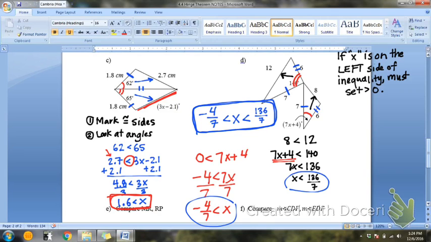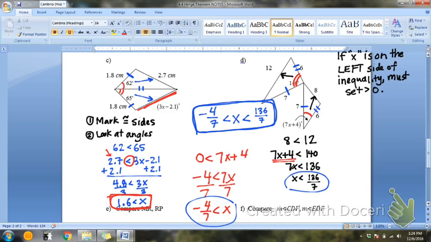How do you make a greater than symbol? No, it's inequality. Oh, I just wrote the word instead of a symbol. Can you write it as one big thing? Did you write it as one big thing? Oh, okay, cool. So if X is on the left side of the inequality, that's when you must set it greater than 0. I think sometimes students forget when to set it greater than 0. If X is on the left side, that's when you do it. Okay?